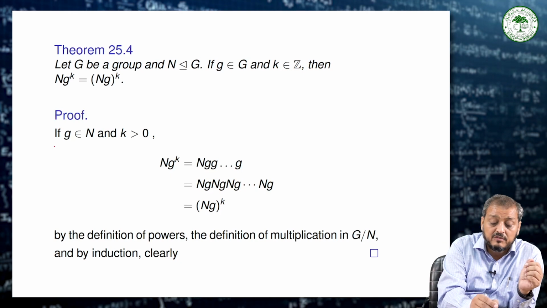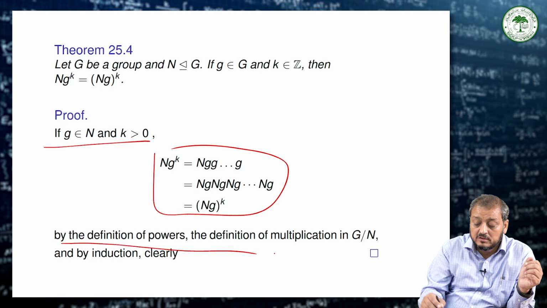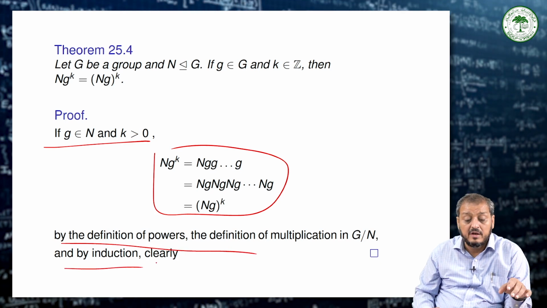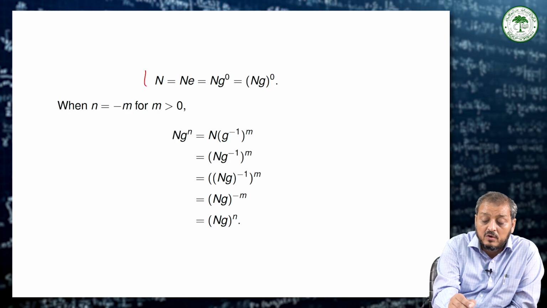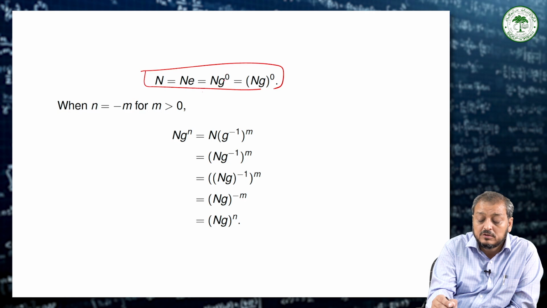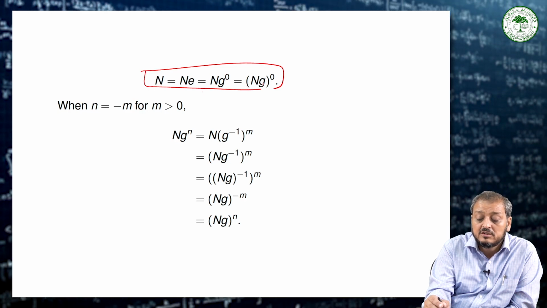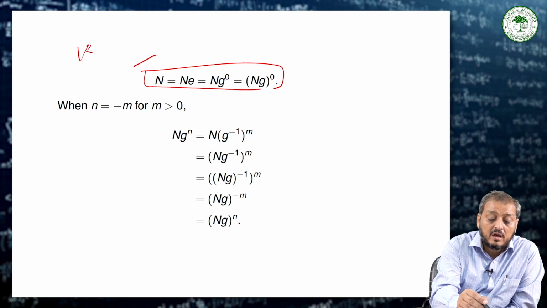So this is the first part we have to prove, when k is greater than 0. Then for k equal to 0, we take N g^0, which is written as (Ng)^0. This is true when k is equal to 0.